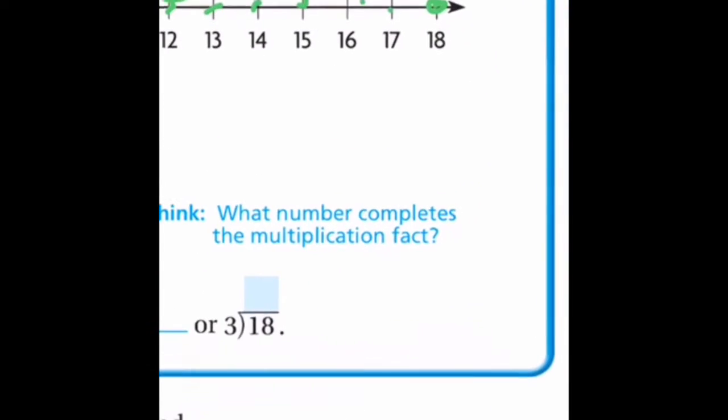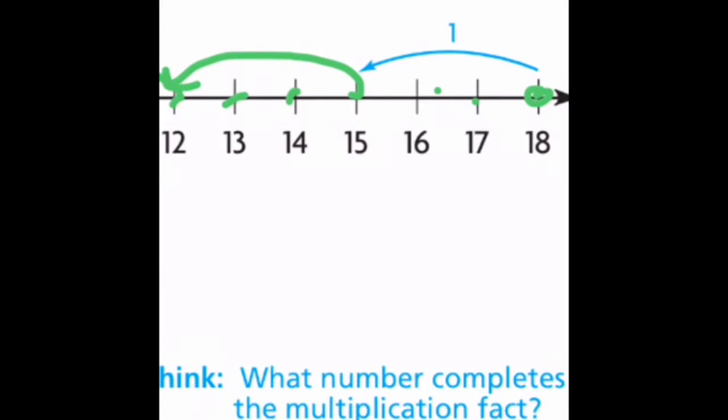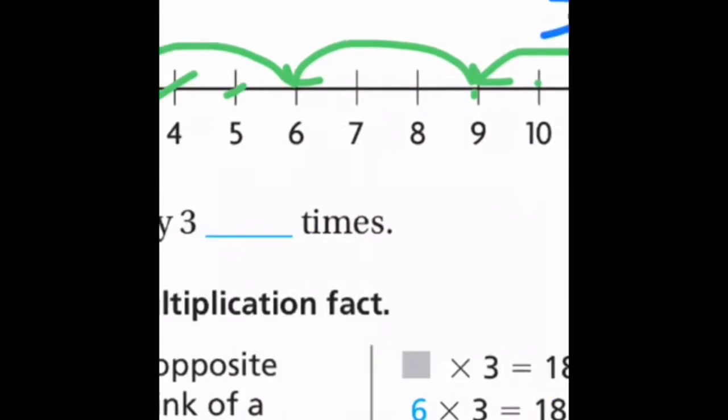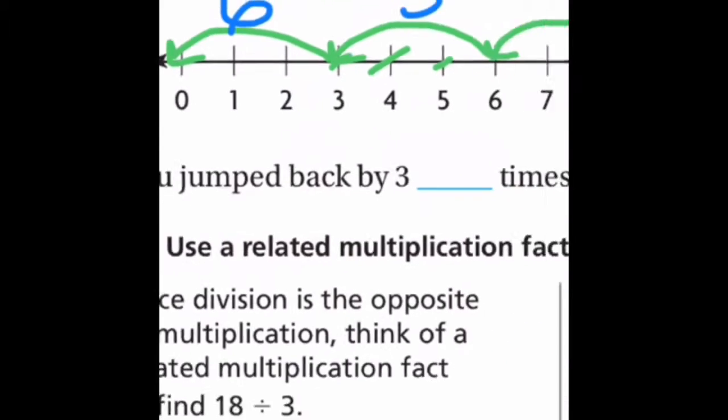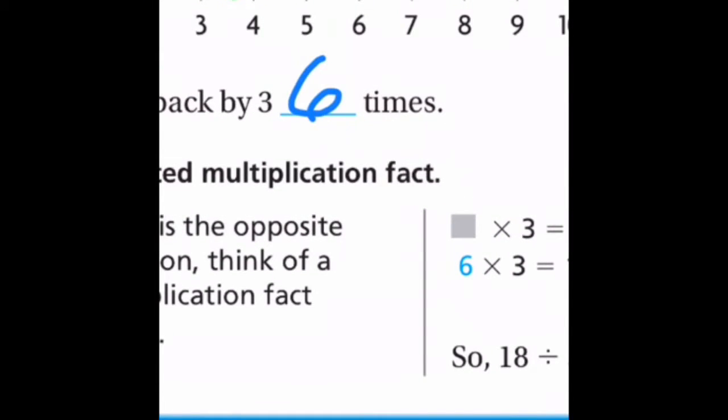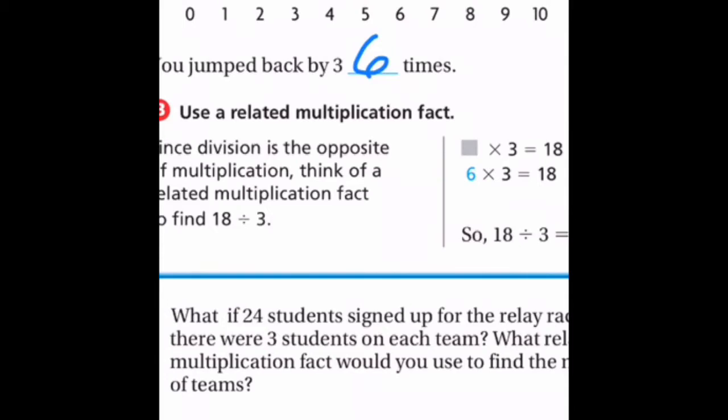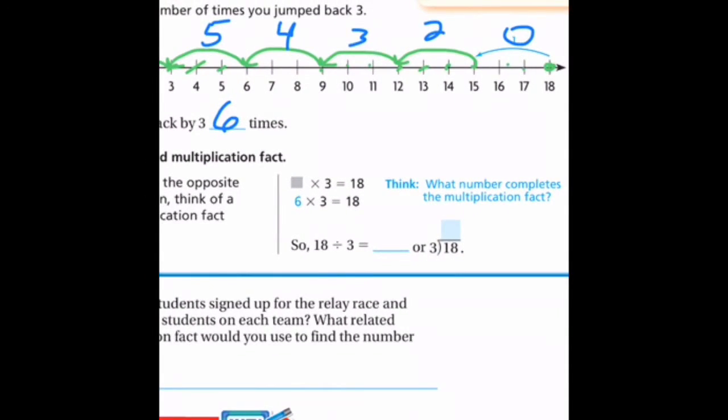Now I just have to count them. They started counting for us here, so I'll continue. There's 1, 2, 3 jumps, 4, 5, 6 jumps. We counted back by 3, 6 times. So we know 18 divided by 3 is 6.